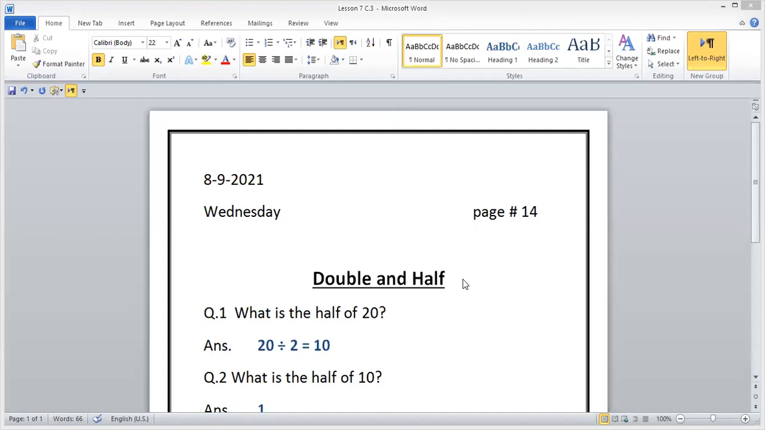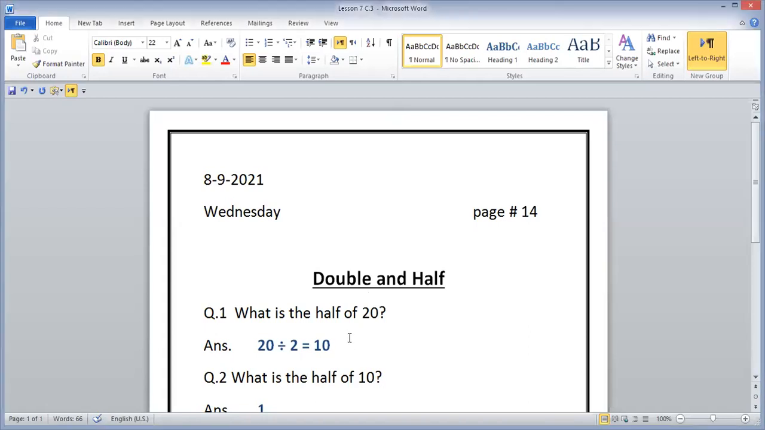Very good. Or guys, you can check the table of 2 as well. 2 multiplied by what will give you 20? 2 by 1 is 2, 2 by 2 is 4, 2 by 3 is 6, 2 by 4 is 8, 2 by 5 is 10, 2 by 6 is 12, 2 by 7 is 14, 2 by 8 is 16, 2 by 9 is 18, and 2 by 10 is 20. So 10 is the answer.